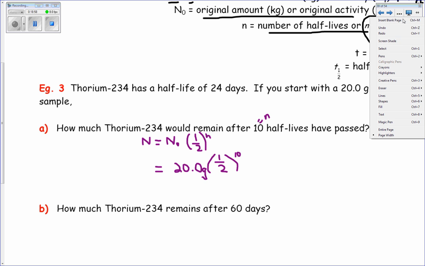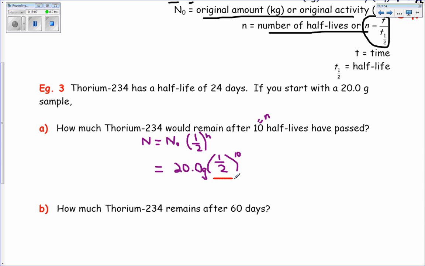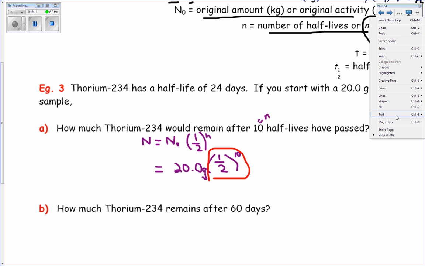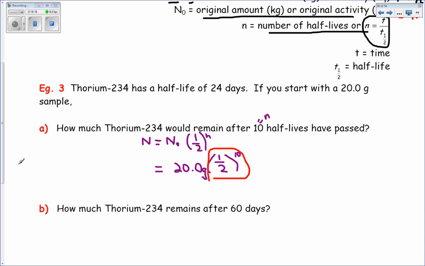In your calculator, you're going to do this part first, 1/2 to the power of 10. And if you actually just type in 20 times 0.5 to the power of 10, you're going to get the right answer. If you just type it in as you see it, straight across, you're going to be okay. It's when you start to break it down and do it in steps that you end up going wrong. So 20 times 1/2 to the power of 10 is going to give you 0.0195 grams left. It's hard to tell, but that is a 9 there.